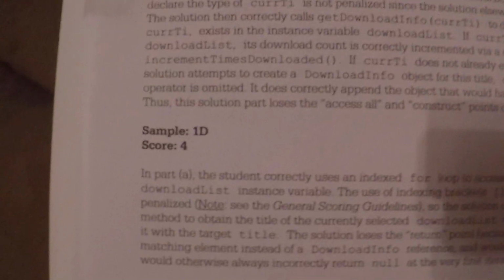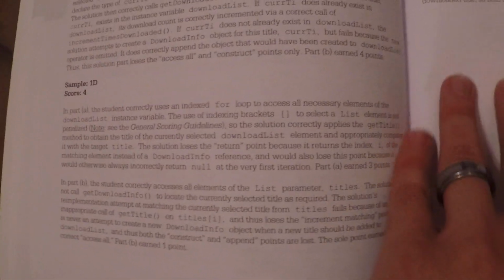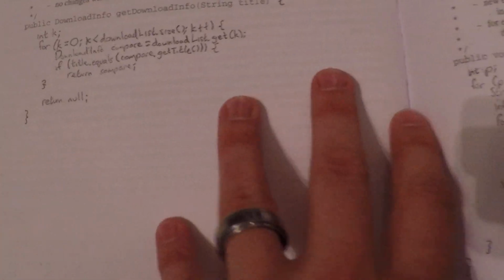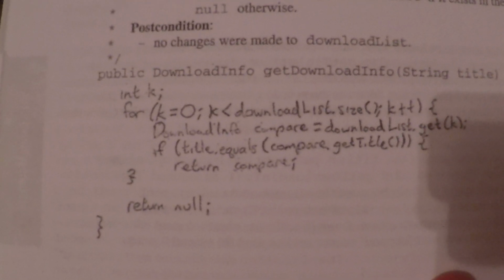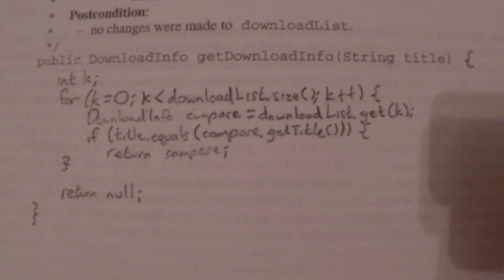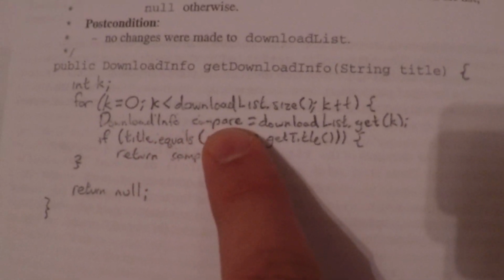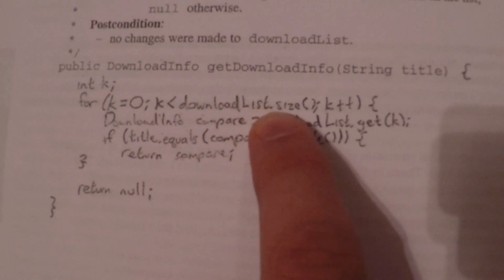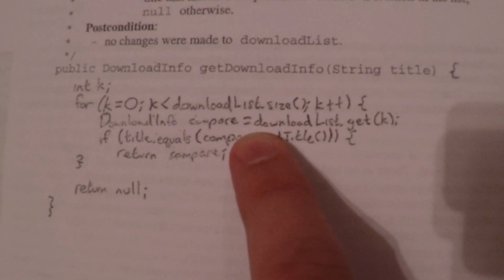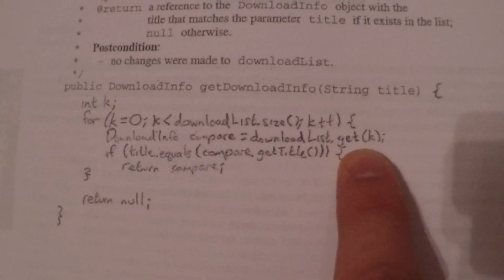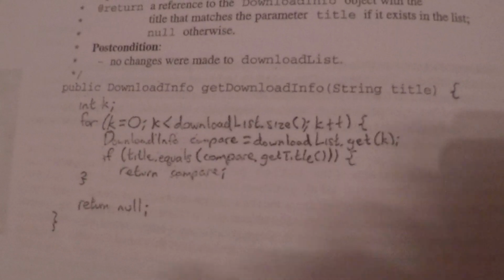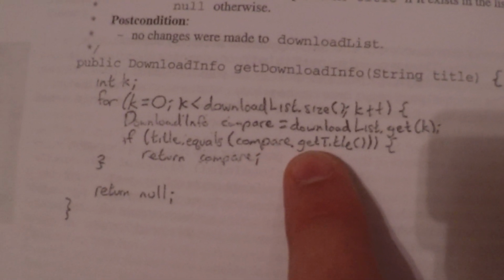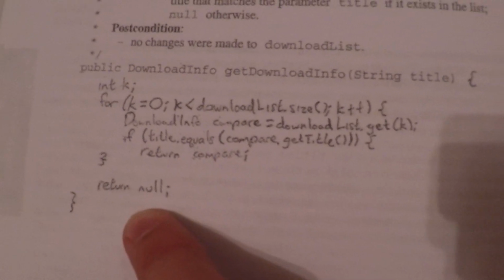Sample 1A got all 8 points. Sample D got 4 points. So 1A got all the points. So int k, used a standard for loop instead of an enhanced one, which is fine. DownloadInfo compare, so whether k is less than downloadList size, so we're not going to have a bounds error. downloadList compare equals downloadList get the k. If they equal, so this is a local variable called compare. So if it's the same, if I get the title and it equals my current title, return it, otherwise return null.